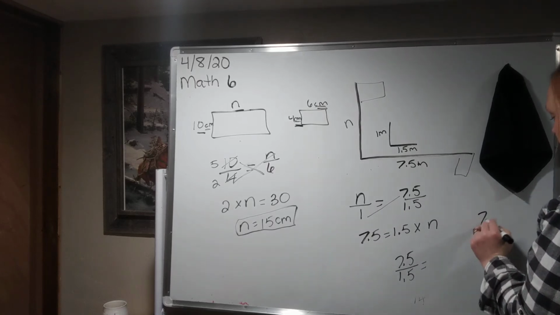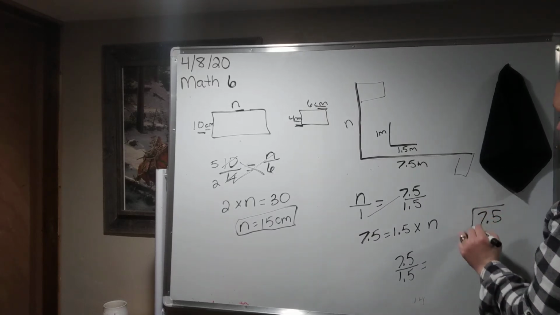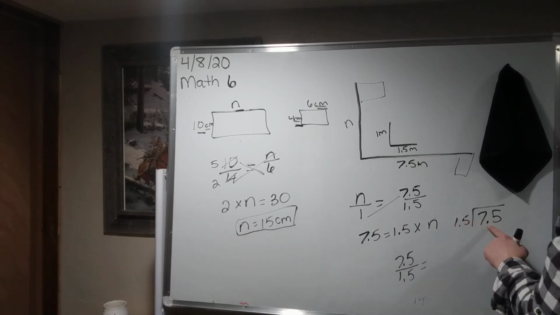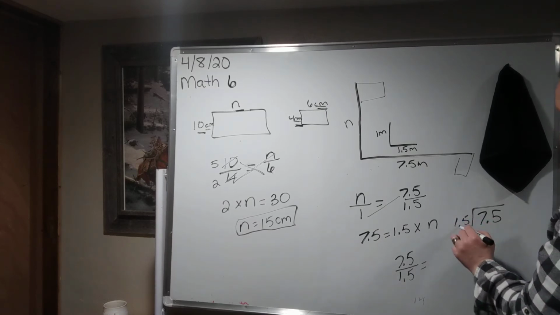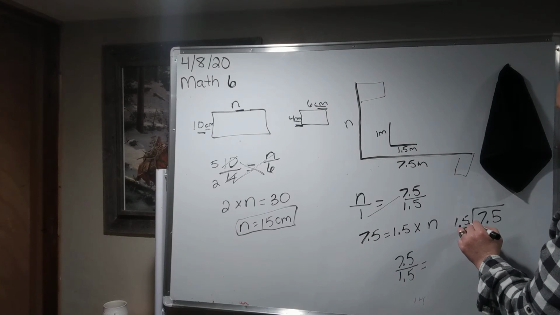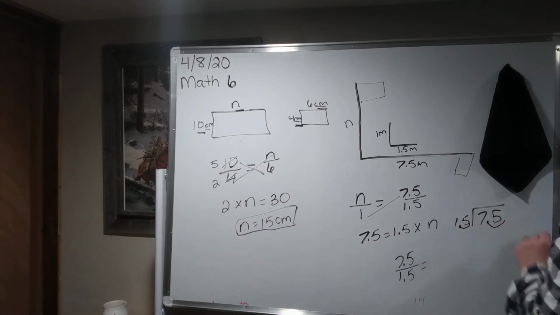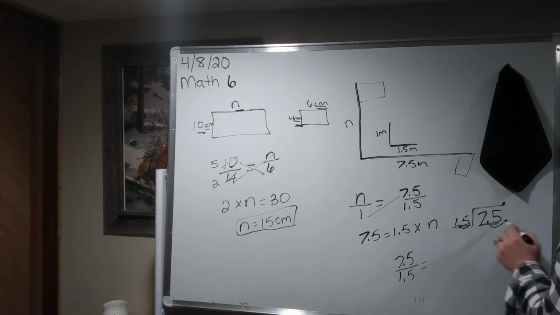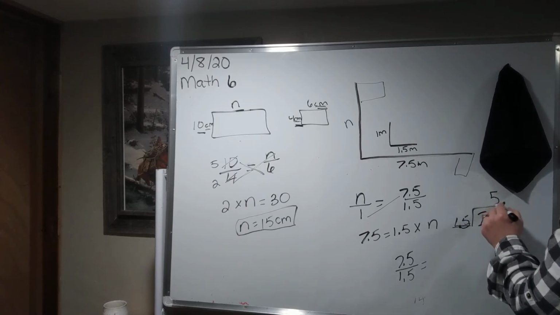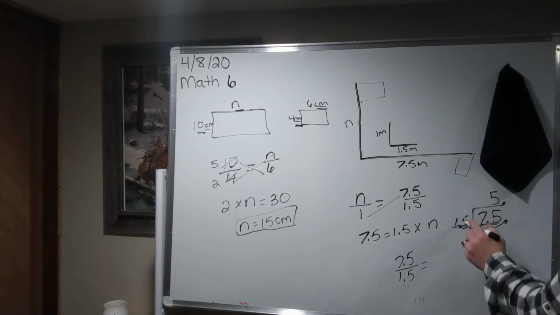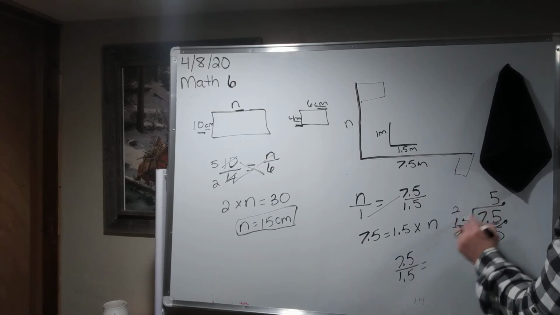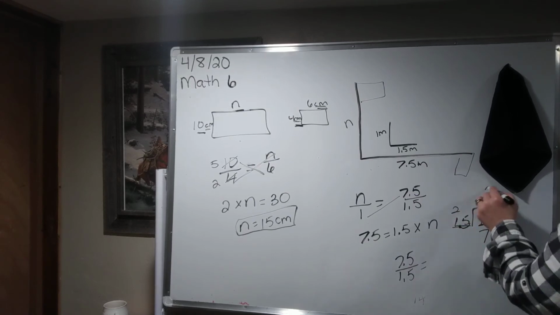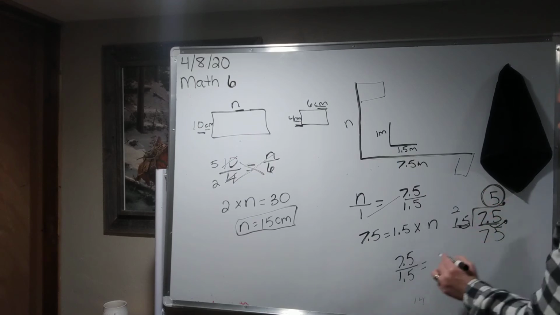Let me remind you how to do that. 7.5 divided by 1.5. I can't have a decimal in my problem here, so I need to move it over 1. So I move this one over 1. So here's my decimal point. How many times can 15 then go into 75? I hope you're thinking about 5 times. You might have to work that out. 5 times 5 is 25. 5, 6, 7, so 75. So my answer is 5.